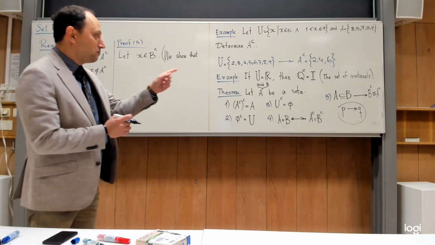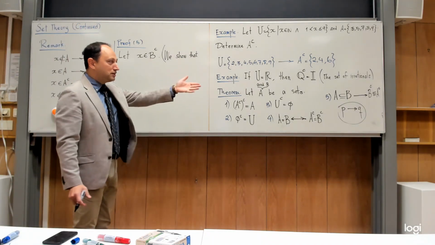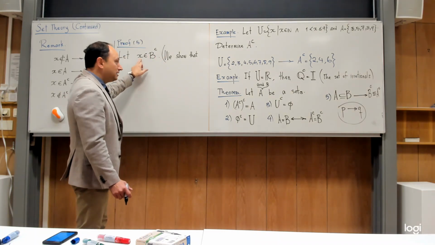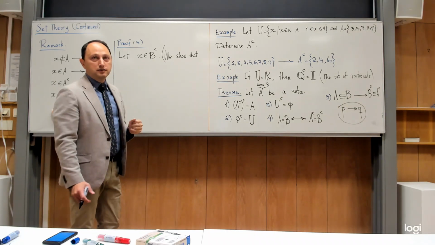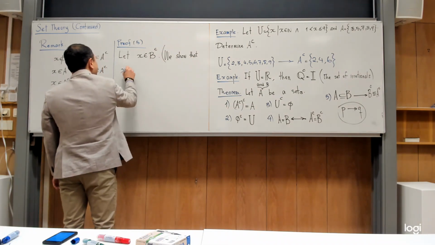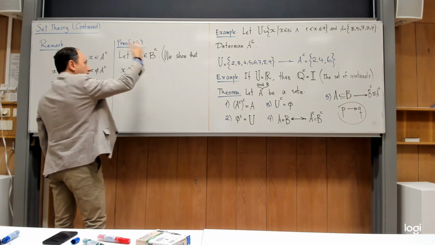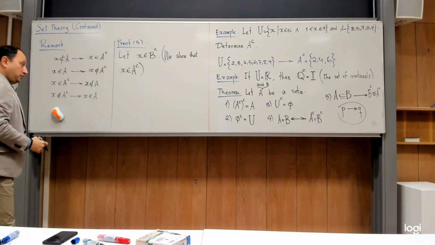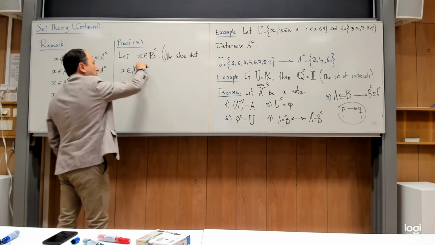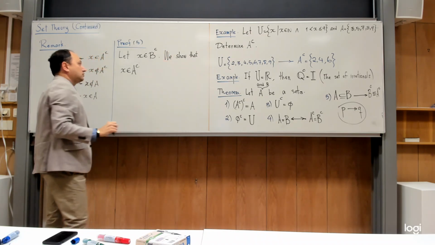We want to show that B complement is a subset of A complement. So I have to choose an element from the B complement and try to convince myself this element is also in A complement. Okay, so we show that X belongs to A complement. You really don't need to write that, but I'm writing it because in the future, if you want to read it, you understand. Even if you write it, that is not wrong.